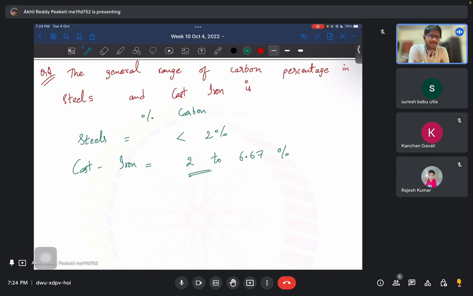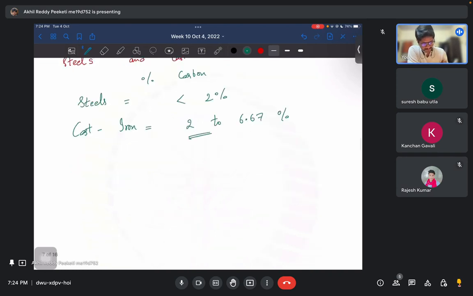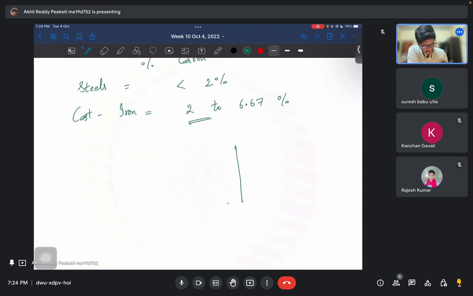There won't be any intermediate phase or anything. It will just be separated out. Carbon will separate out from iron. You will have a separate carbon structure in a way. So let's take after 6.67. Let's say you are somewhere here.